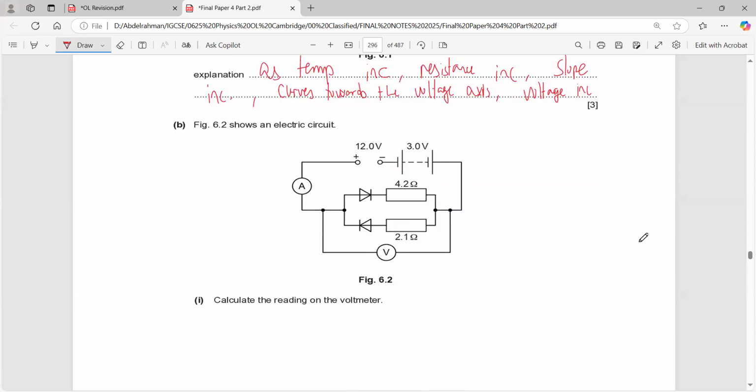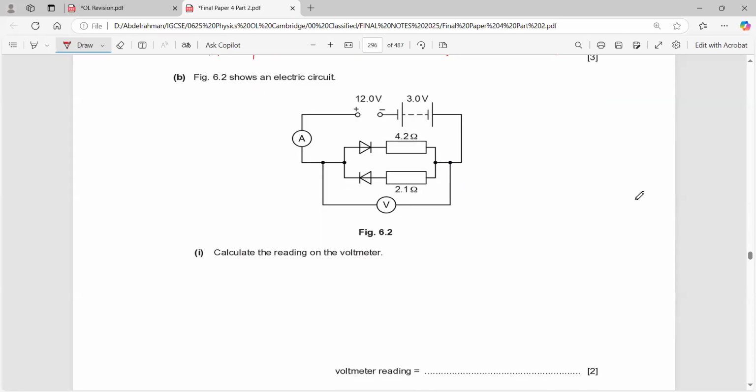Can I find the reading on the voltmeter? I have a battery, and I have another battery. You have two power sources, 12 and 3. Should I add them up? You should add them up if they're both in the same direction.